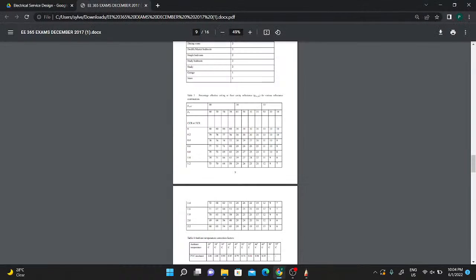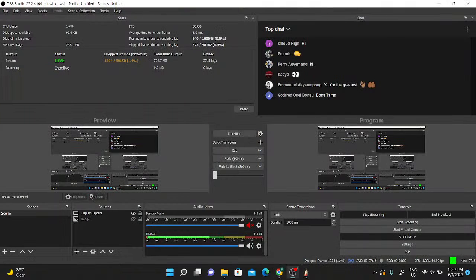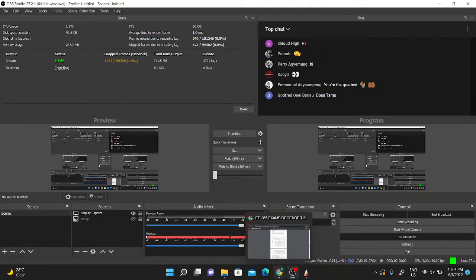Fantastic. Now with row F, same 30, 50, and at 1.6, I'm having 25. Please check from the table. I'm having 25 here. If anyone has any correction so far, any questions so far, kindly make us aware so that we'll move on.